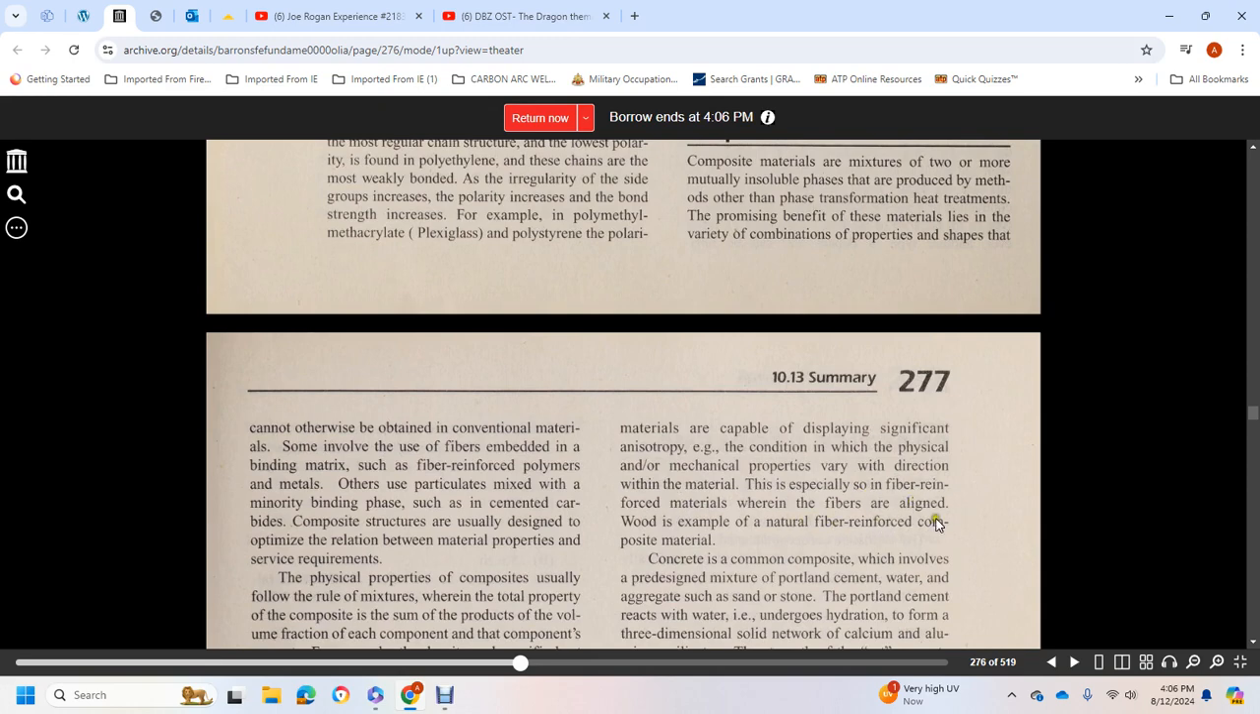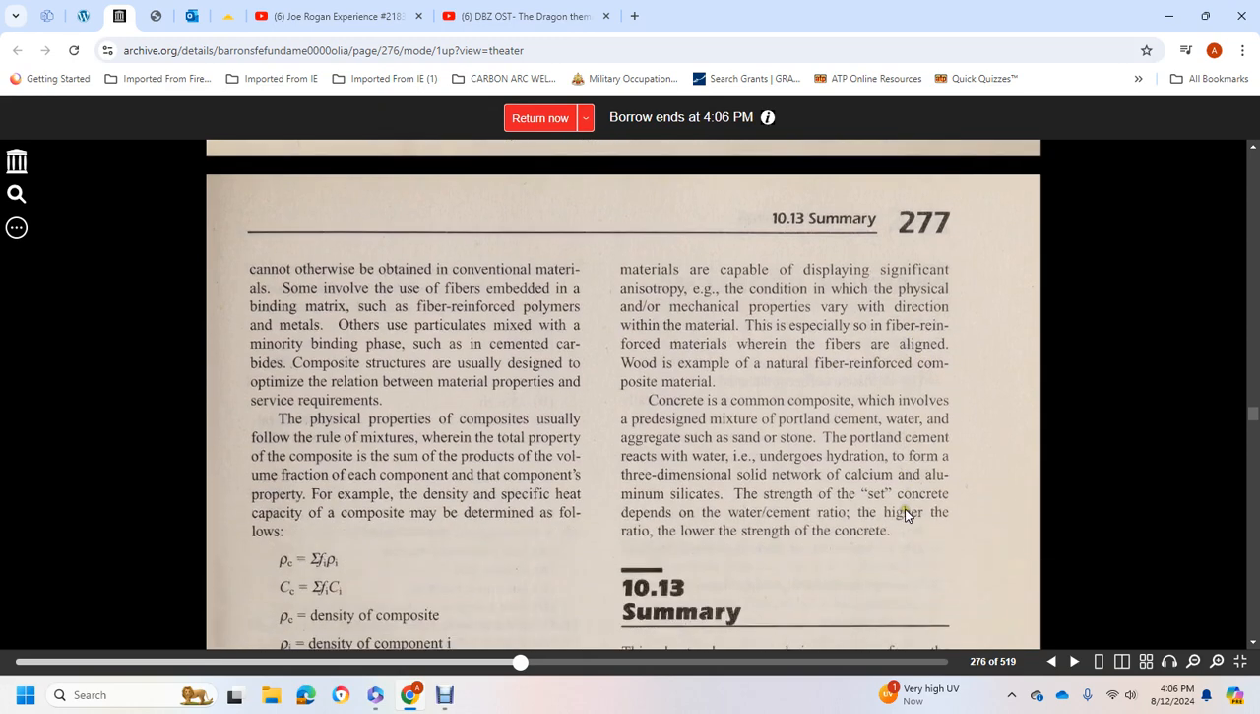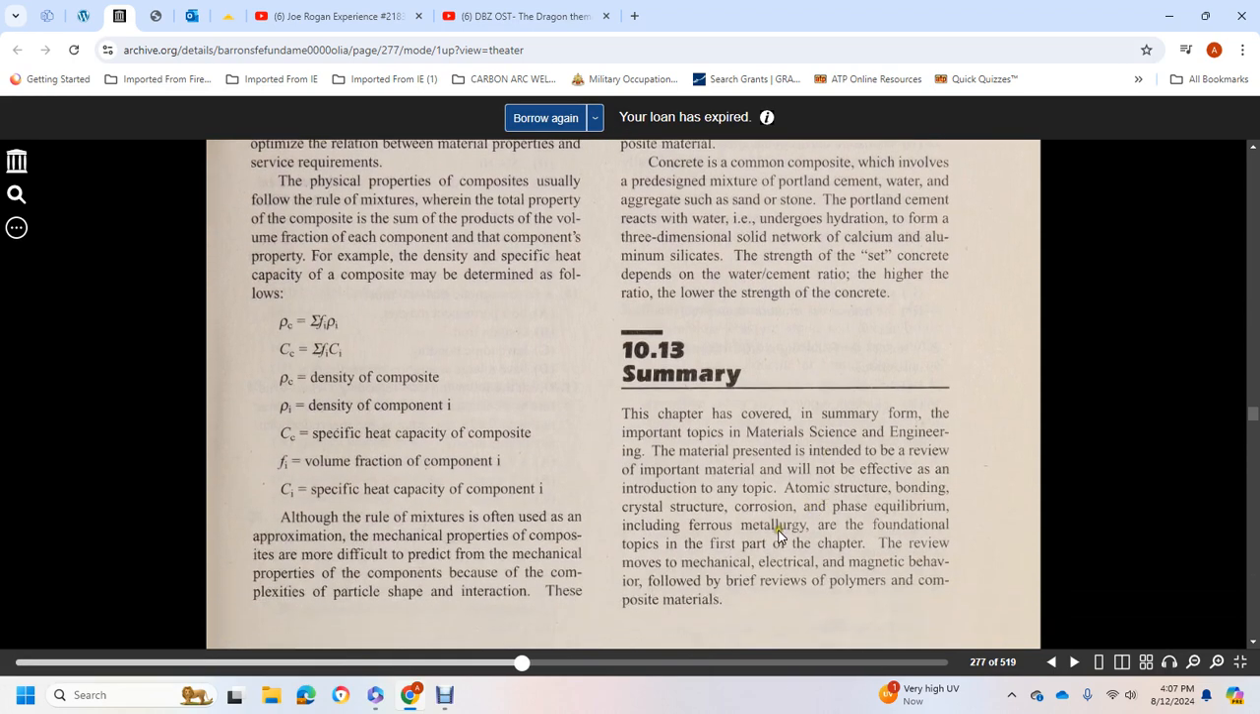Wood is an example of a natural fiber-reinforced composite material. Concrete is a common composite involving a pre-designated mixture of Portland cement and water with aggregate such as sand or stone. The Portland cement reacts with water, undergoing hydration to form a three-dimensional solid network of calcium aluminum silicates. The strength of the set concrete depends on the water-cement ratio. The higher the ratio, the lower the strength of the concrete.